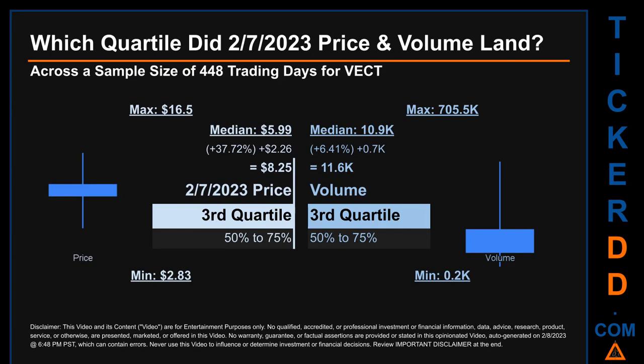Descriptively, VECT has a median price of $5.99. Therefore, the 7th of February 2023 price was higher from that middle marker by 37.72%. The day's volume of 11.6 thousand was more than the median by 6.41%.